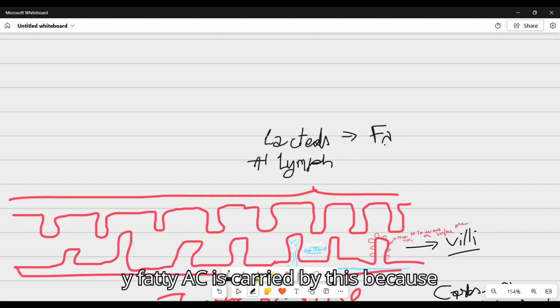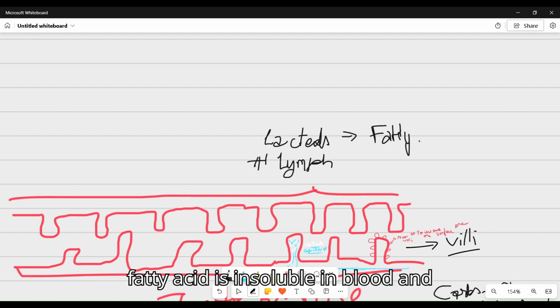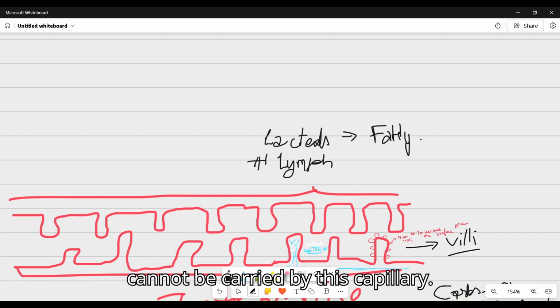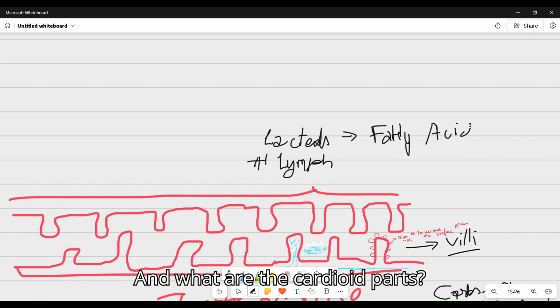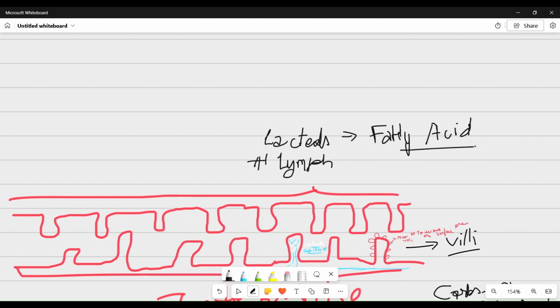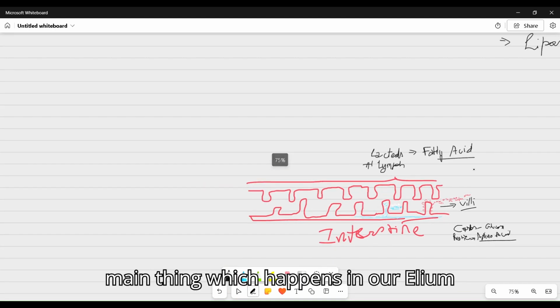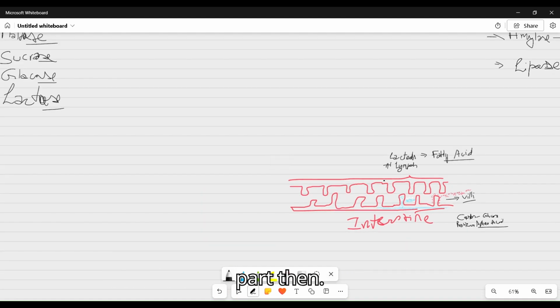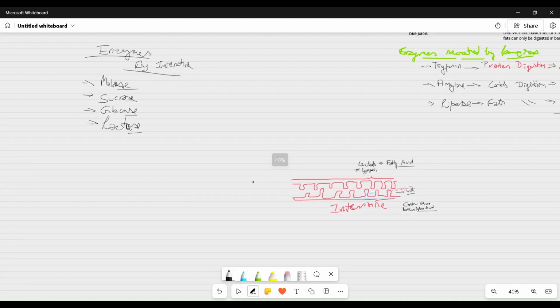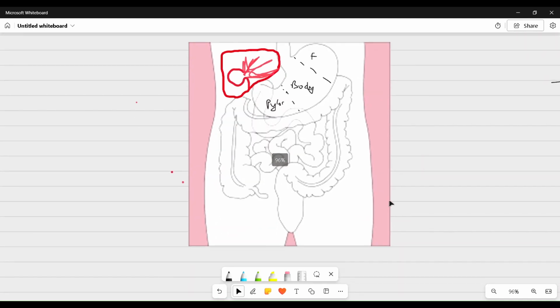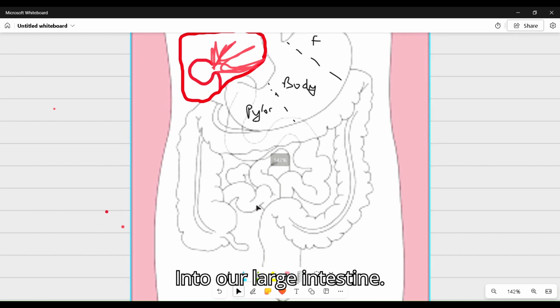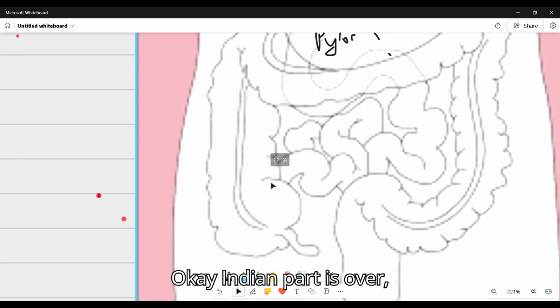Why is fatty acid carried by this? Because fatty acid is insoluble in blood and cannot be carried by these capillaries. So there is a separate carrier for fatty acid, which is lacteals. And what are these fatty acids? These are fats. Okay, and this is the main thing which happens in our ileum part. Then after this it is joined into our large intestine. Okay, ileum part is over.